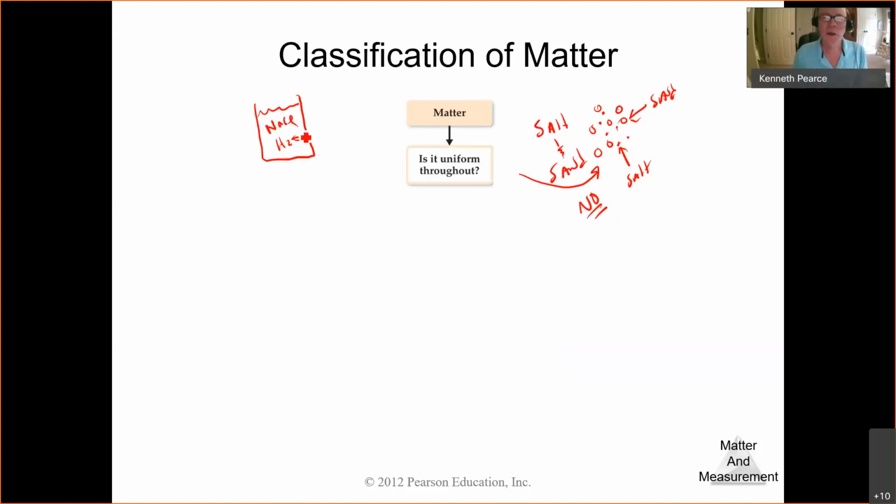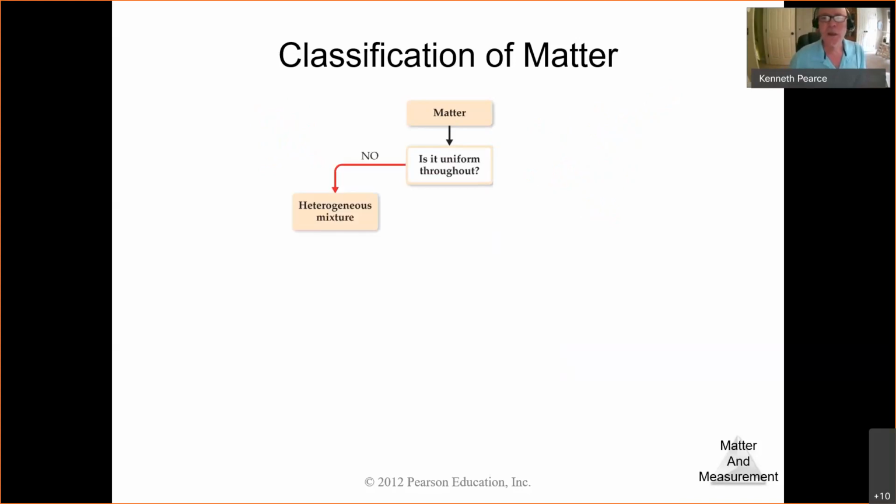Okay. And if you look at salt water, well, it's dissolved and it's uniform throughout, but it's not the same stuff, but it is uniform throughout. Okay. Now, if the answer is no, it's called a heterogeneous mixture. That's your salt and sand.